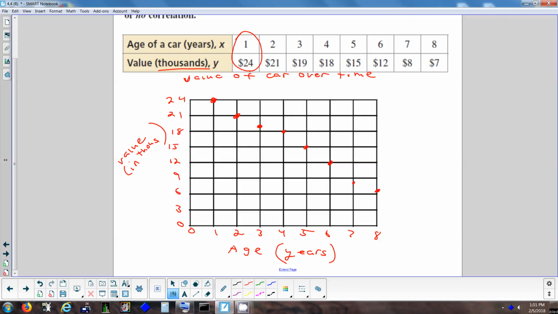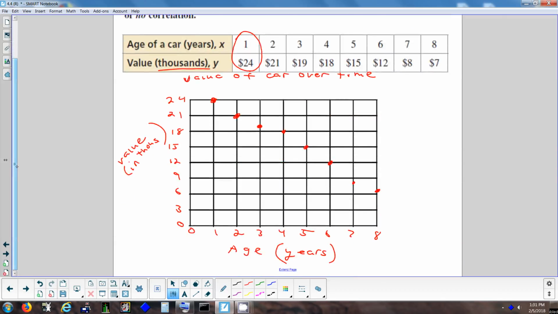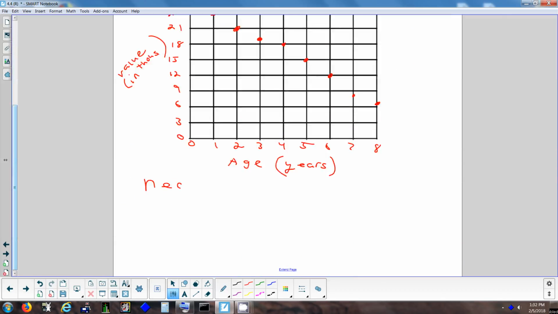So now, if you look at that graph real quick, you should be able to look at it for less than 2 seconds and be able to say if there's a pattern. Yes or no? Yes. What do we call a pattern? What's the fancy word? It starts with a C. Correlation. And what type of correlation? Negative. So there's a negative correlation.